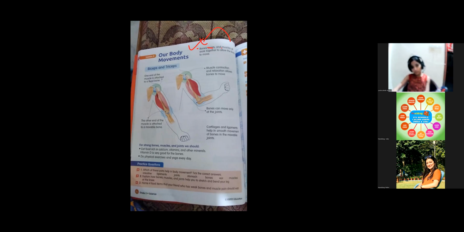So basically, all these three are required in order so that our body can move. Okay, ma'am. Yes. Now see, here are given biceps and triceps that you were asking. Now, what are biceps and triceps? In this, what happens is, now see, can you see this part, the shoulder part?